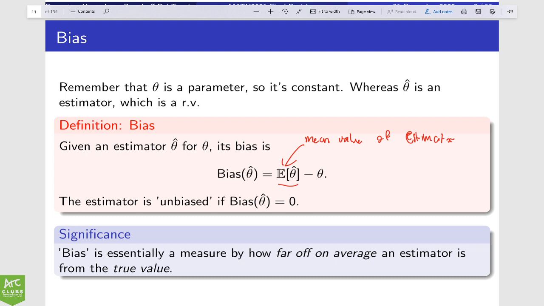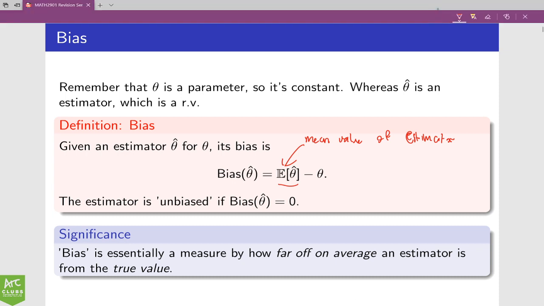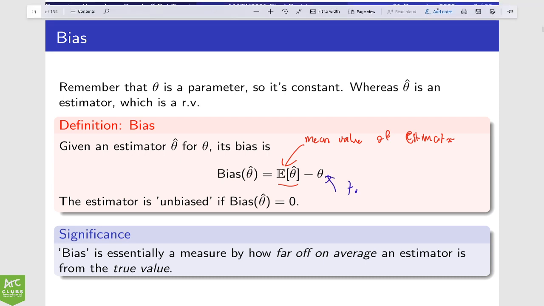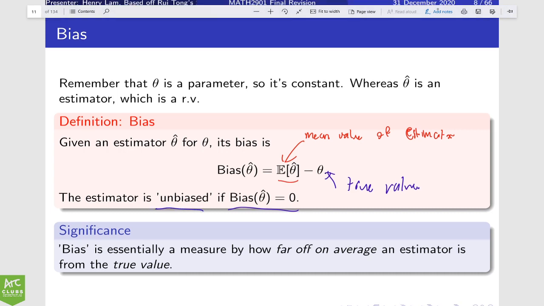And you want to see how far off it is. Okay. And this is the true value. Right, you want to see how far off it is on average, right? And obviously if it's, well, the same thing on average, so 0, the bias is 0, it's called unbiased.